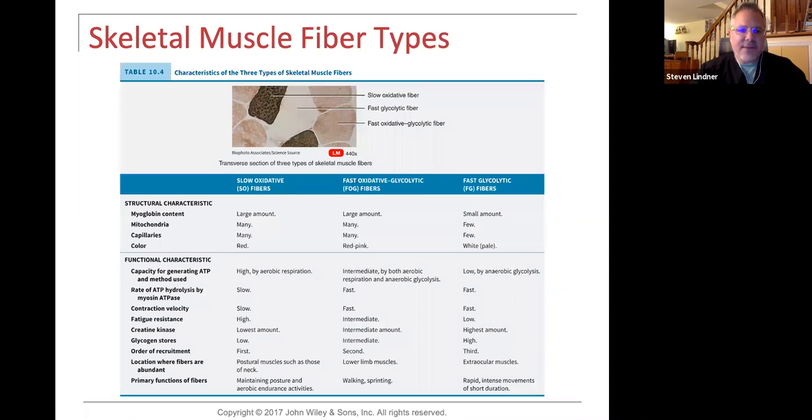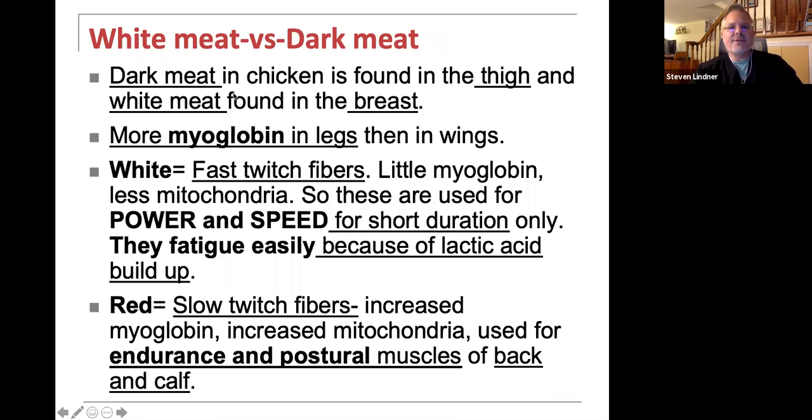In terms of muscle fibers, I mentioned before about white meat versus dark meat. This is the big preference. Dark meat in chickens is found in the thigh, and the white meat is found in the breast. Now, technically, birds, when they're flying, the dark meat should be found in the wings, in the breast, in the pectoralis. Why? Because if these are moving all the time, it needs more blood, more myoglobin, more oxygen, more iron. And the legs, which aren't working too much, should be white meat, right?